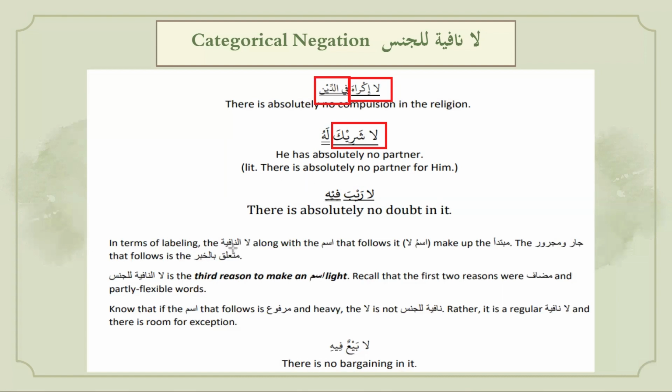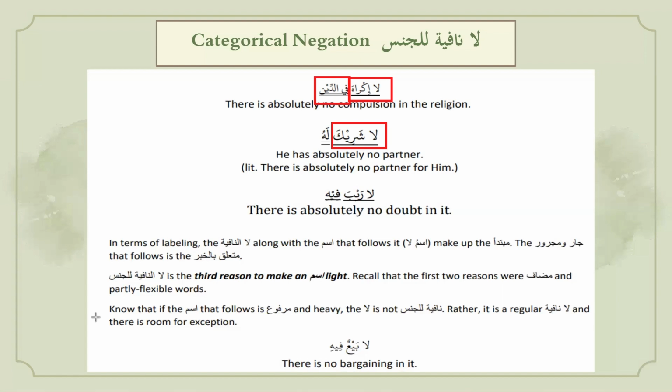And there were 4 reasons to make an ism light, and la nafiya lil jins is one reason to make any ism light. What are the other 3 reasons? Mudaf, being munada, and partly flexible. Okay, so this is the third, or you can say the 4th reason to make an ism light.